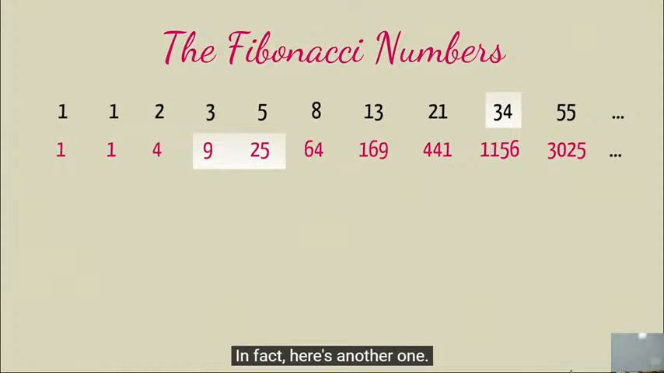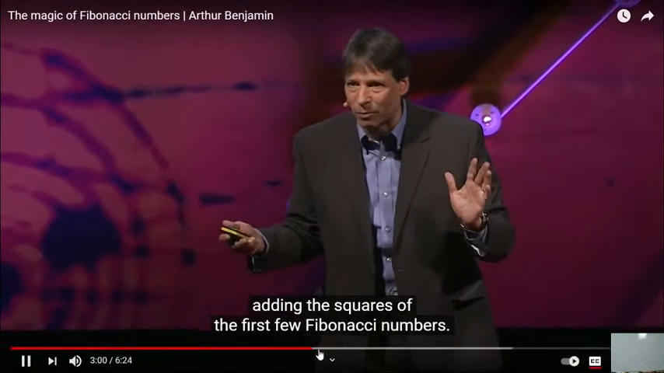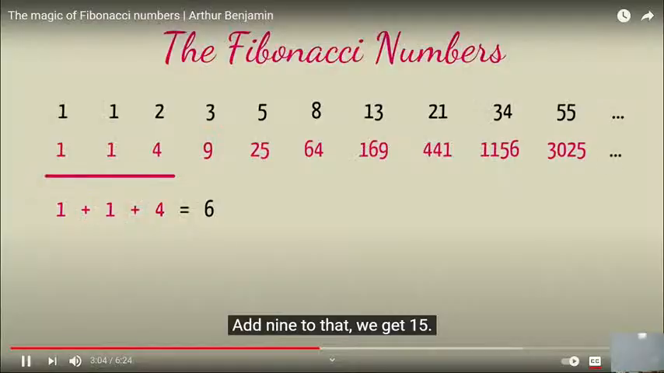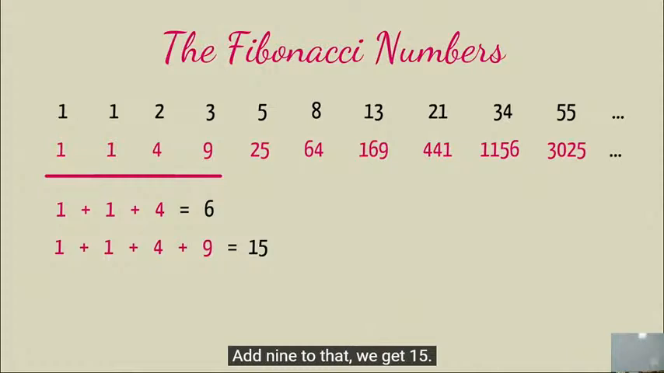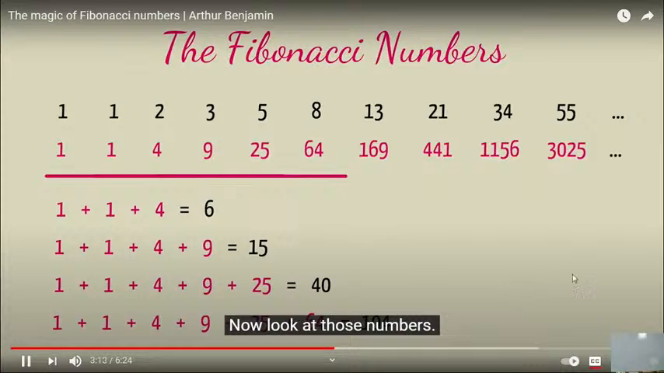In fact, here's another one. Suppose you wanted to look at adding up the squares of the first few Fibonacci numbers. Let's see what we get there. So 1 plus 4 is 5, plus 9 is 15, add 25, we get 40, add 64, we get 104. Now look at those numbers. Are you getting something special about them? 6, 15, 40 and 104.